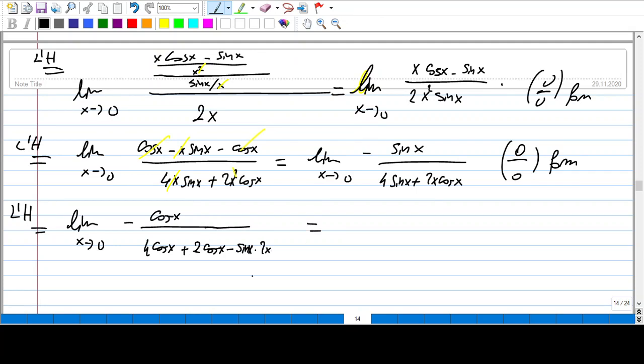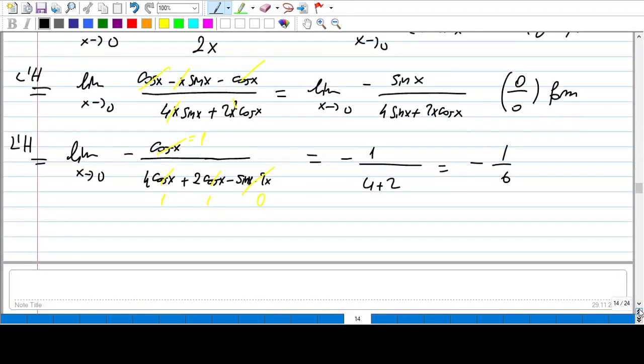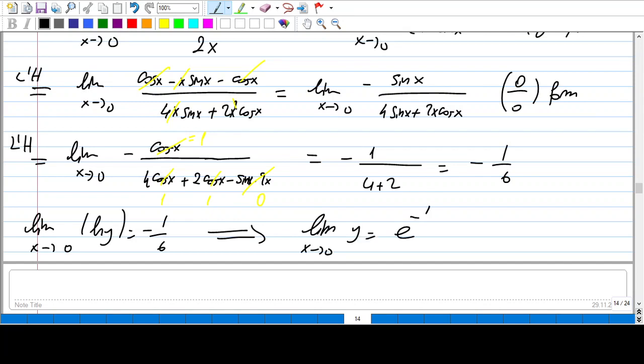Now if I put 0 again, this will be 1, this will be 1, and this will be 0. What do we get? We get minus 1 over 4 plus 2, which is minus 1 over 6. We get the result. But this is the result for the following: limit x to 0 of ln y is equal to minus 1 over 6, which implies that the limit of y as x goes to 0 will be e to the power minus 1 over 6.